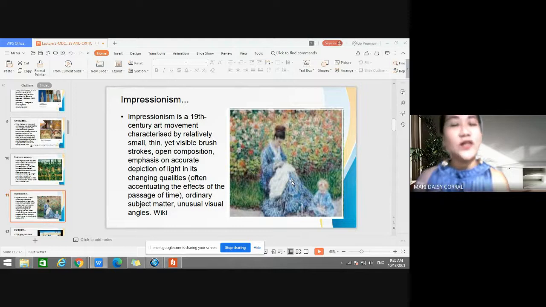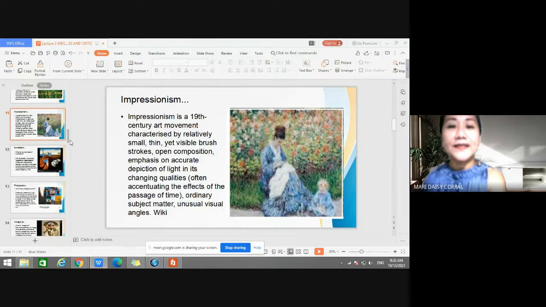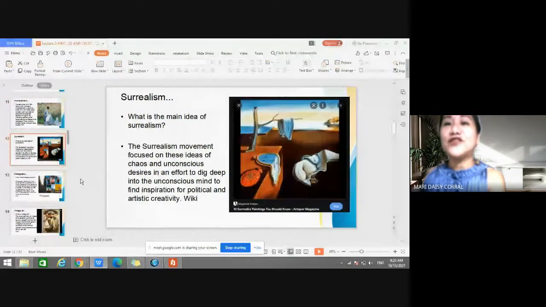So not all leaves are green, and not all flowers are red or orange or purple. It could be black, it could be brown, or something like this. That's the style of impressionism. Okay, we move to the next slide, and then we have surrealism.